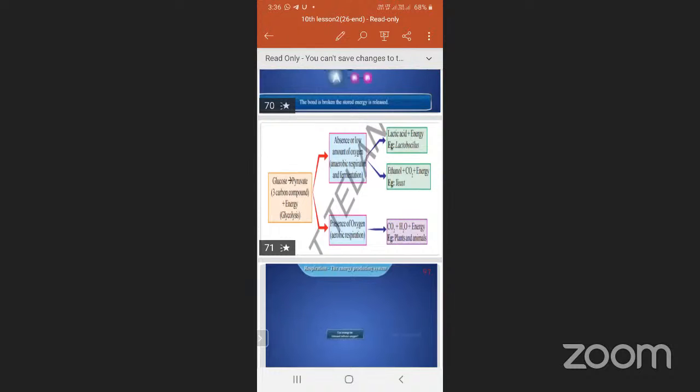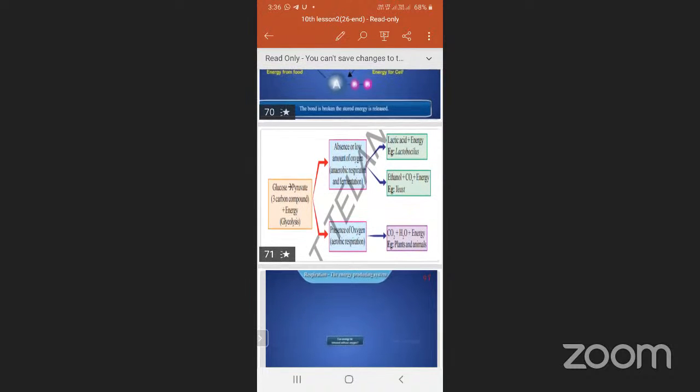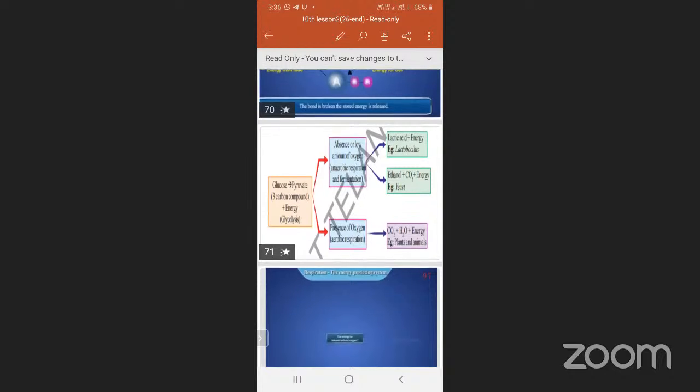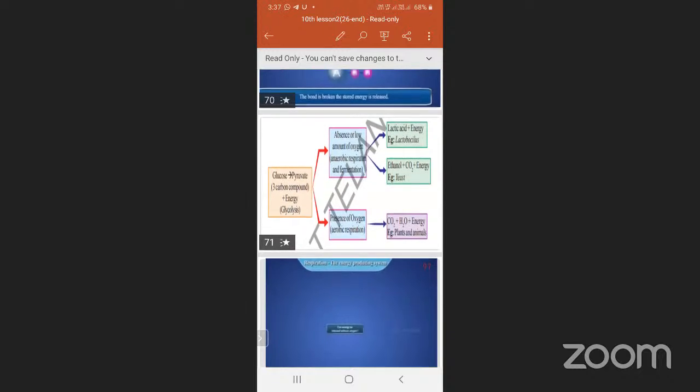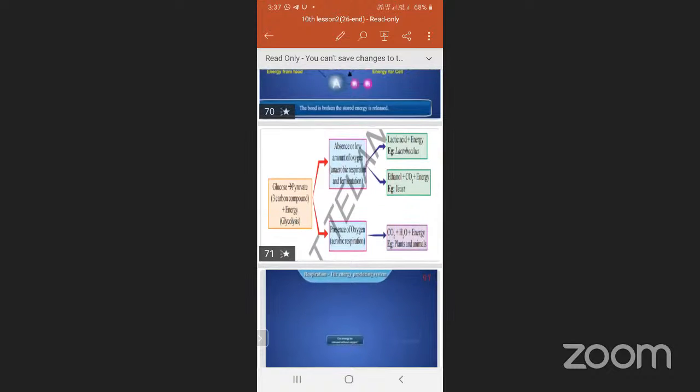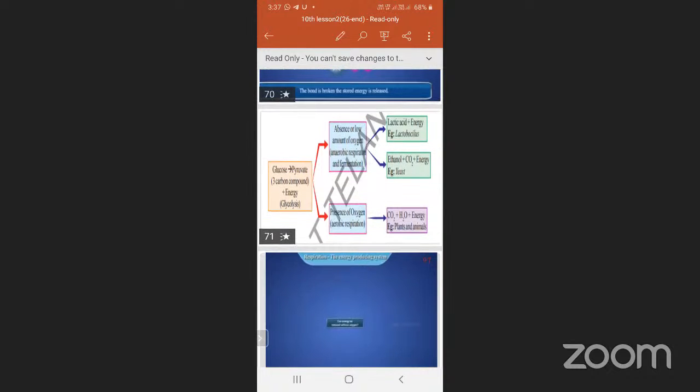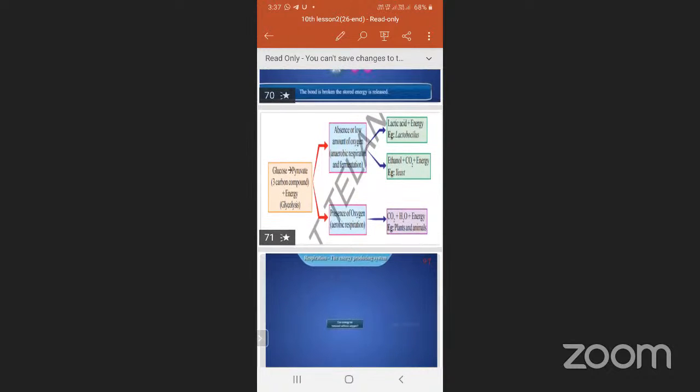Repeat once again. See here, glucose to pyruvate. Pyruvate is a 3-carbon compound, plus energy by the glycolysis process. If oxygen is present, that will go for aerobic respiration down and produces carbon dioxide, water, and energy is released. Example, plants and animals, like human beings also come under animals, okay, social animals. Then glucose to pyruvate, a 3-carbon compound, energy can be released by the glycolysis process.